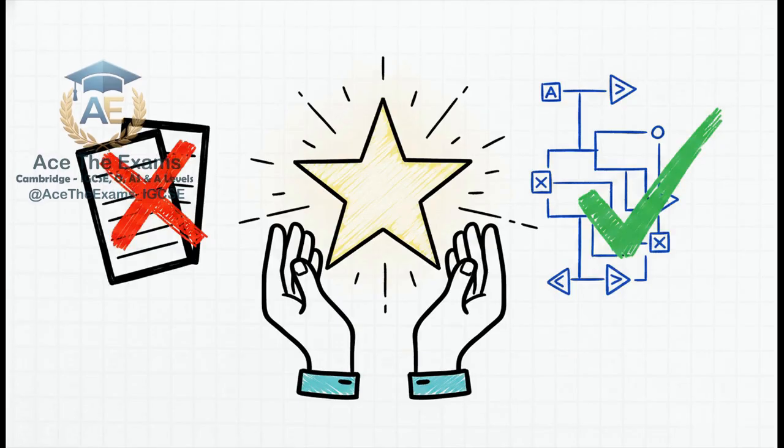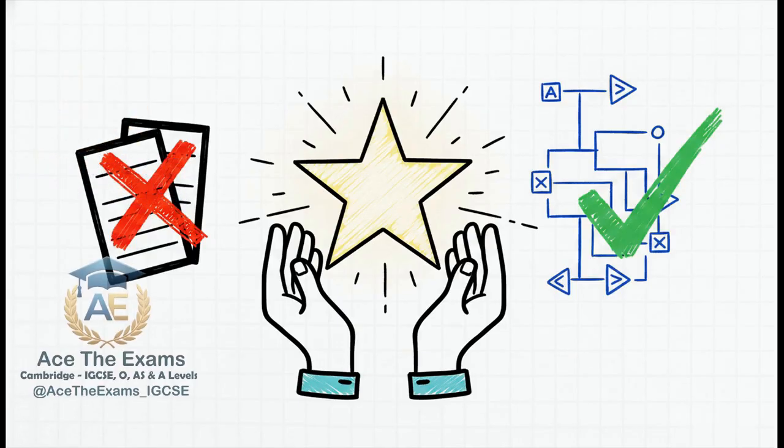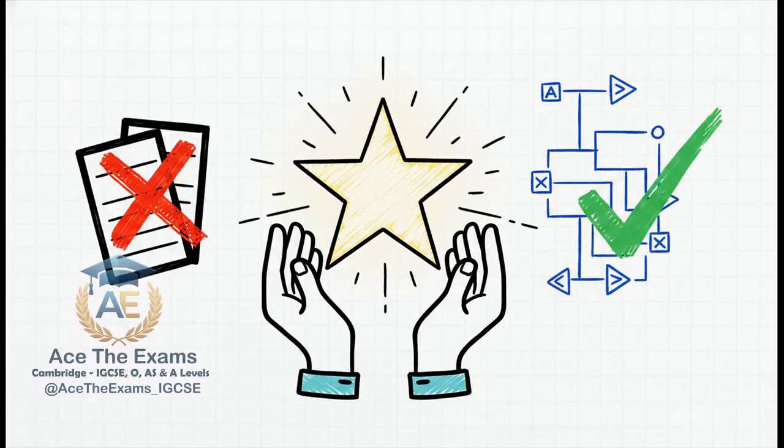Students who implement these computer science strategies see an average improvement of 2 grade boundaries, but only if they practice consistently with our weekly videos.